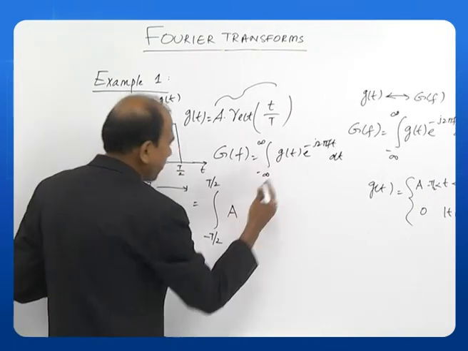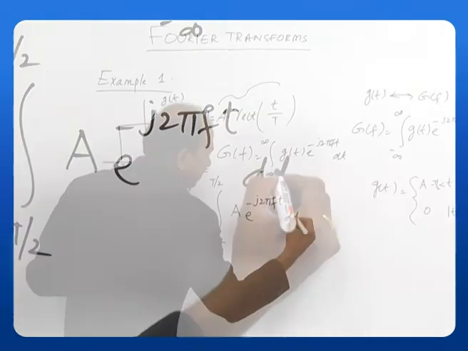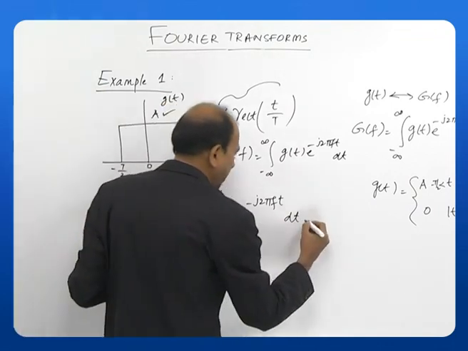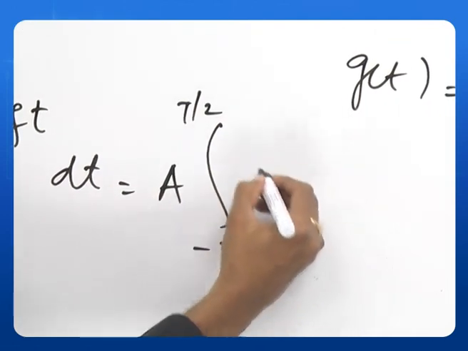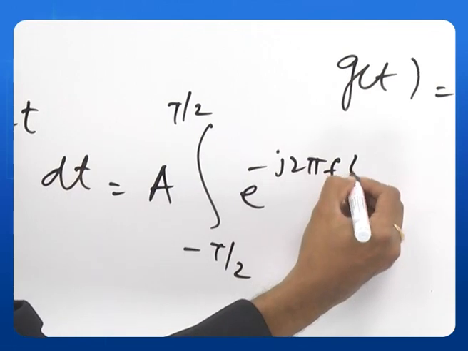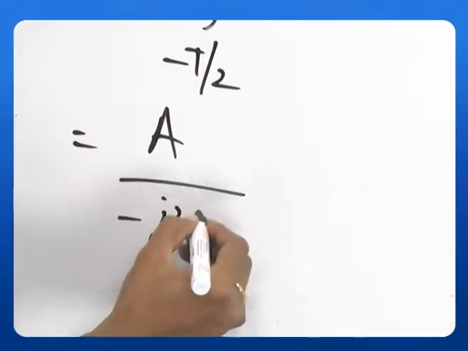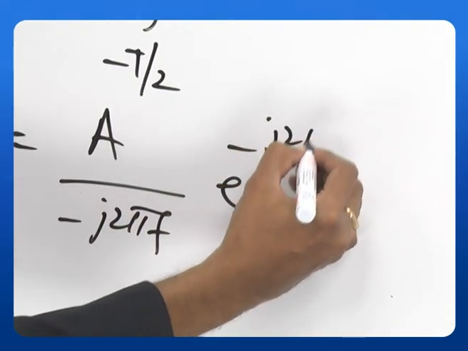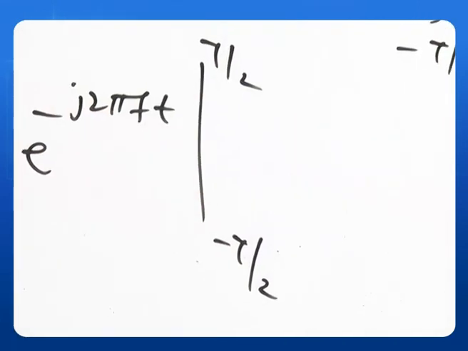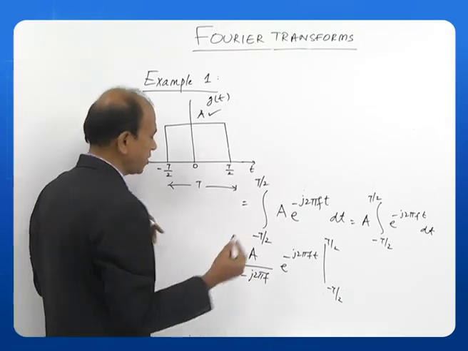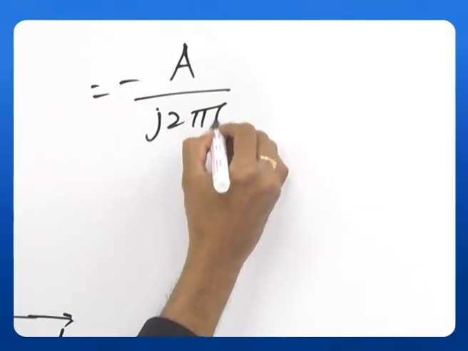Now, what is the formula we have to put here? It is e to the power of minus j 2 pi f t dt. A is a constant, so bring it out: A integral from minus T by 2 to plus T by 2 of e to the power of minus j 2 pi f t dt. The integration of that will be A by minus j 2 pi f, e to the power of minus j 2 pi f t, from minus T by 2 to plus T by 2. So, let us write this here. How much will this be equal to? This will be equal to minus A by j 2 pi f.